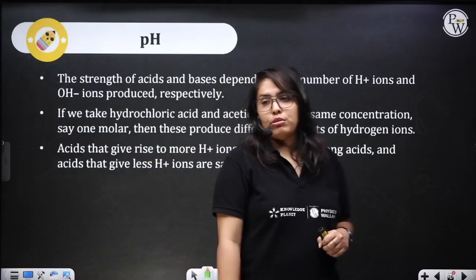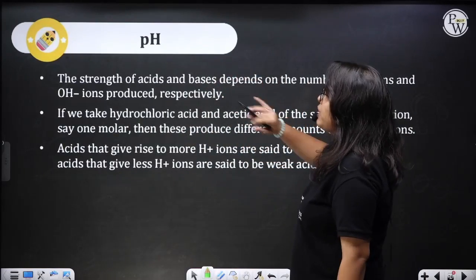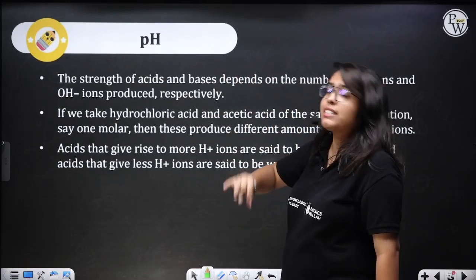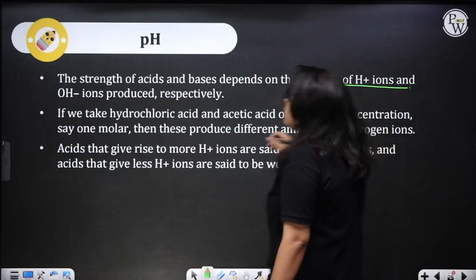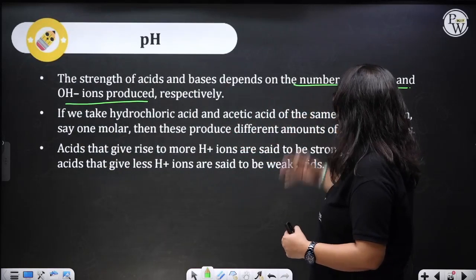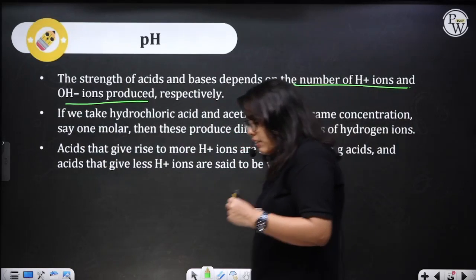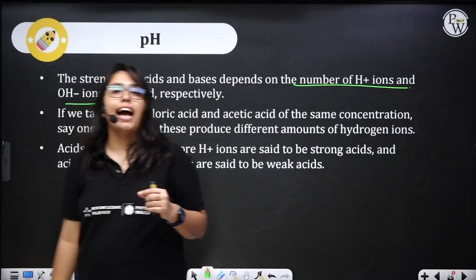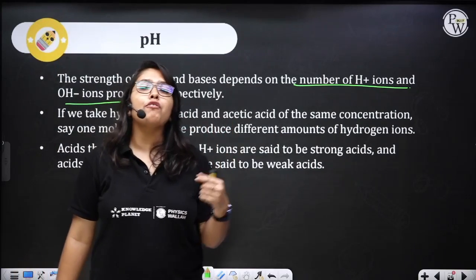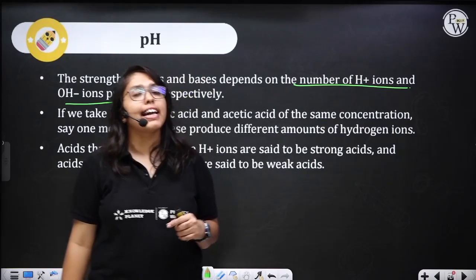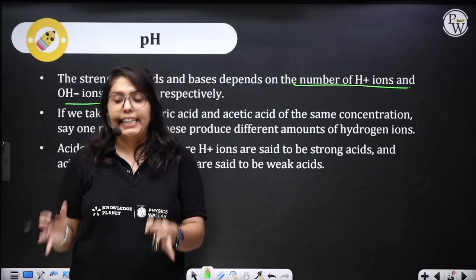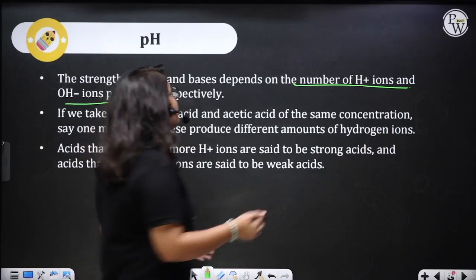Now when we talk about pH, what do we try to understand? The strength of acids and bases. Now we know that the strength of acids and bases depends on what? It depends on the number of H plus ions and OH minus ions produced. So if we take hydrochloric acid and acetic acid of the same concentration, that is, the same number of molecules of hydrochloric acid and acetic acid in a given solution.